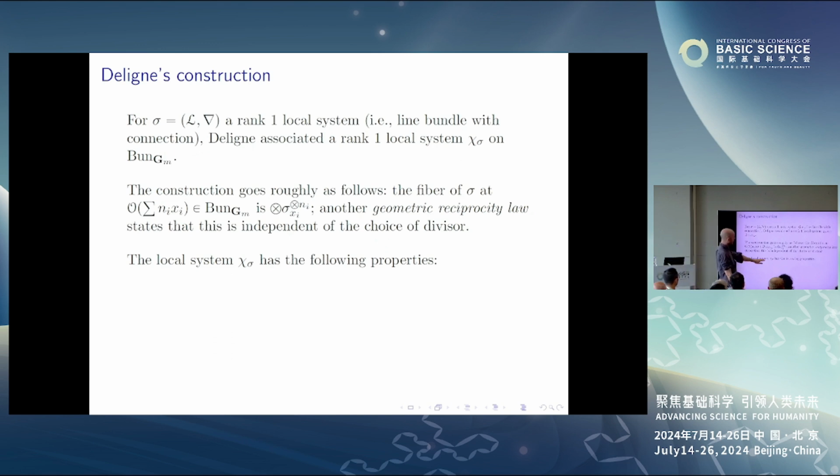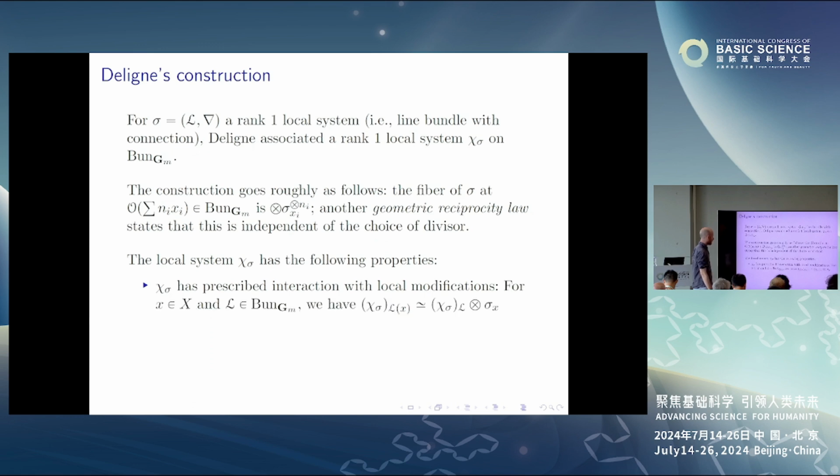So this local system, chi sigma, has a couple properties that I want to record and also use to subtly introduce terminology. So the first thing is that if I look at the way chi sigma interacts with local modifications, remember I talked about modifying line bundle L to line bundle L prime, then chi sigma plays with these local modifications in a prescribed way. Namely, whenever I have some point in X and some line bundle L in Bun GM, I can do two things. One is I can take the fiber of chi sigma at L of X. So that's like I take L and then I modify it at this point, to order 1, let's say. And what we say is that that's isomorphic to the following: it's the fiber of chi at L, but then tensor a correction involving the local system, the fiber of sigma at this point.